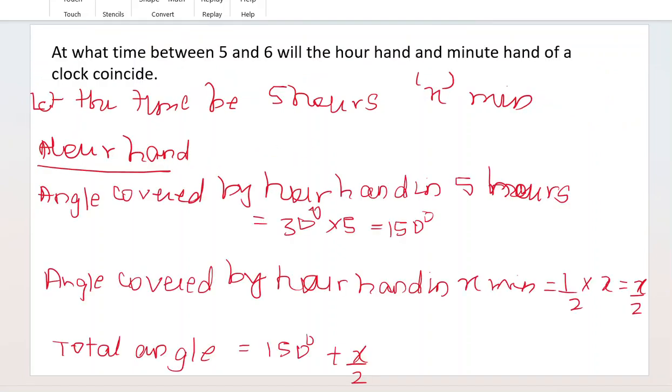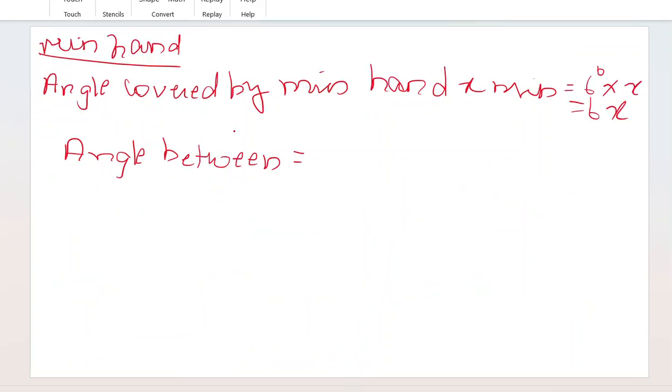Now I don't know who is big, because usually the idea is that whoever is big you have to take first and whoever is small you have to take later. But now I don't know who is big. So therefore what I do, I take whatever comes first, I take it first. I take 150 plus x by 2, and then I subtract it from 6x. Now when I say coincide, that means the angle between has to be 0.